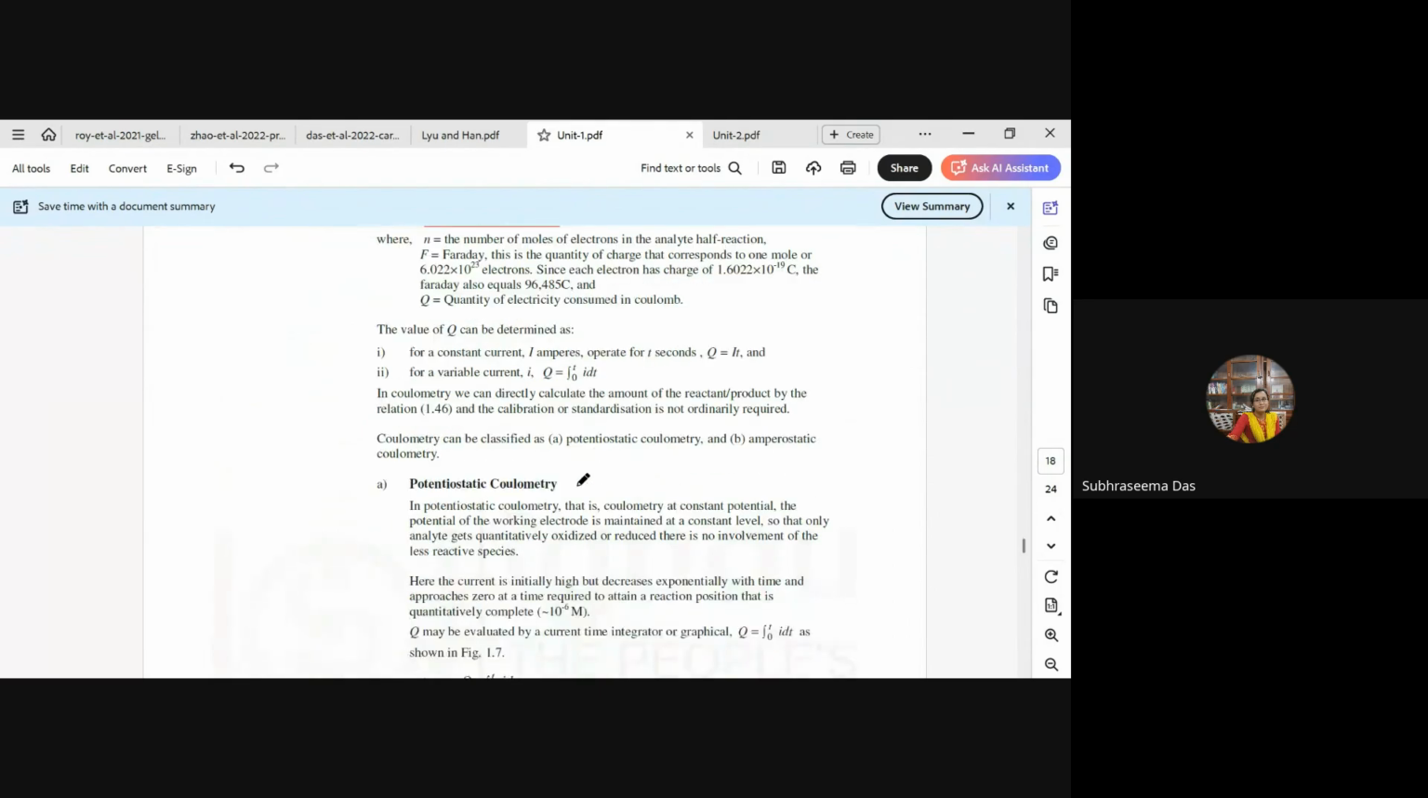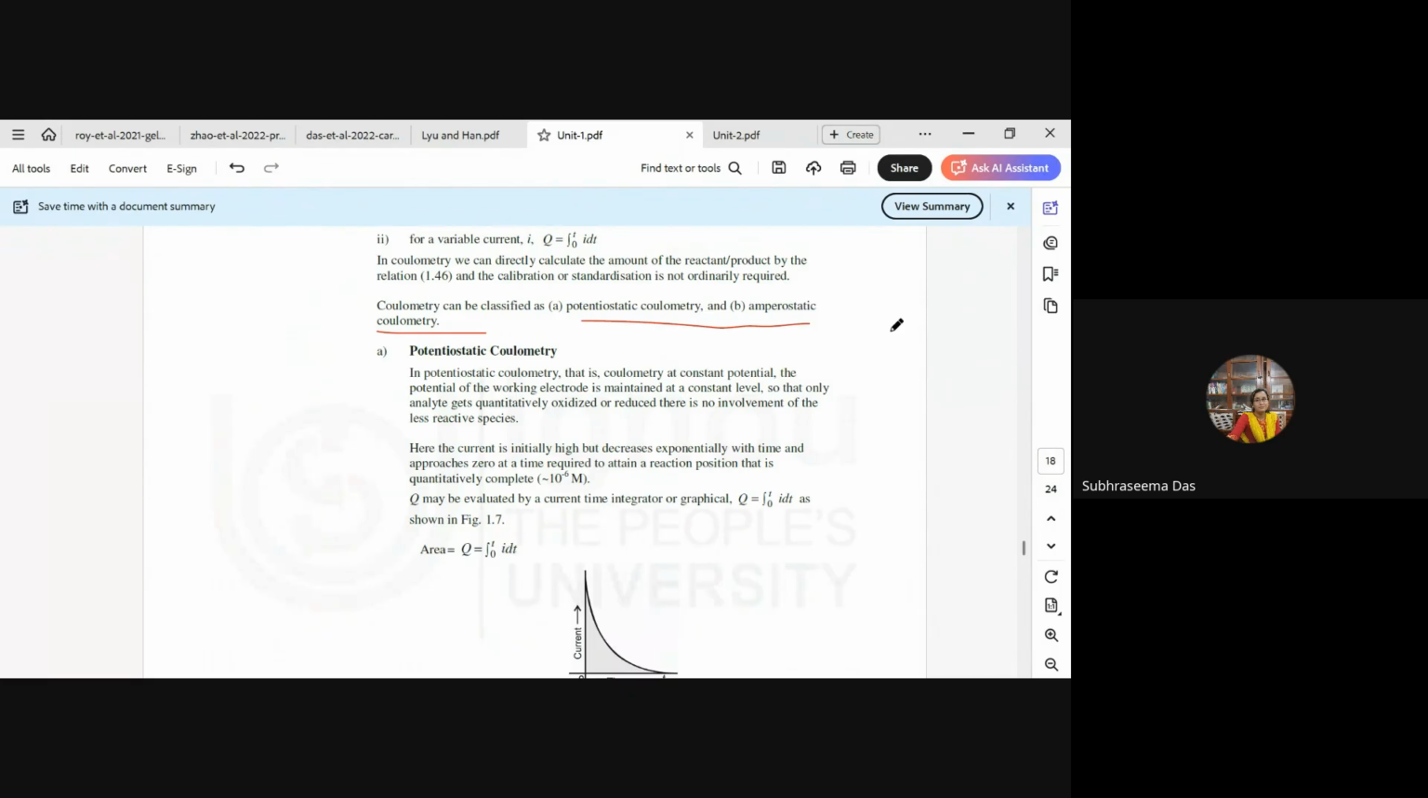Coulometry has been classified into two types: one is potentiostatic coulometry and the other is amperostatic coulometry. In potentiostatic coulometry, the potential of the working electrode is maintained at a constant level, so that only the analyte gets quantitatively oxidized or reduced. There is no involvement of the less reactive species. Here the current is initially high but decreases exponentially with time and approaches zero at the time required for the completion of the reaction.